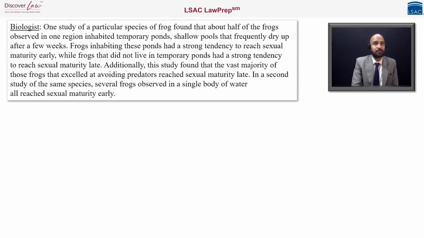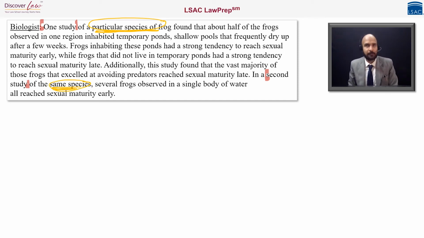So let us read what the biologist has to say. We'd seen that the question statement spoke about the results of studies, which means that there are going to be at least 2 studies in here. So here you can see that there's one study, and when you look through the passage you can see the second study here. You can see that it deals with the study of a particular species of frog. You can see that the second study also deals with the same species of the frog.